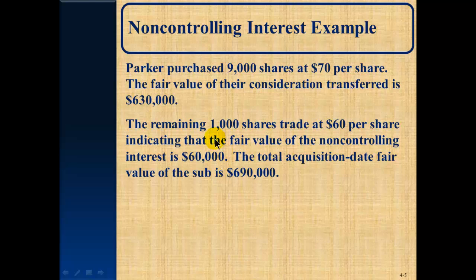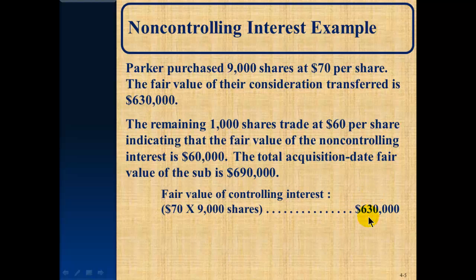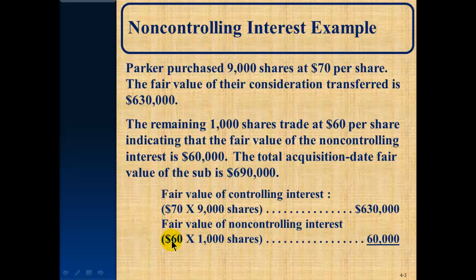So that's going to be then the basis. We'll take the $60 times 1,000 shares that represents the 10%, and we'll assign $60,000 to that, and then add that to the $630,000 and say the total value assigned is $690,000. So to recap, here's what we're doing. $70 times 9,000 shares is $630,000. $60 a share times 1,000 shares for the NCI, $60,000, for a total value assigned to the subsidiary of $690,000.